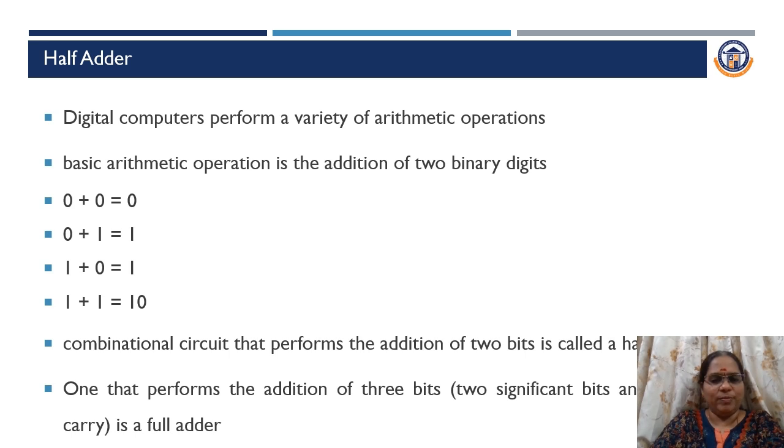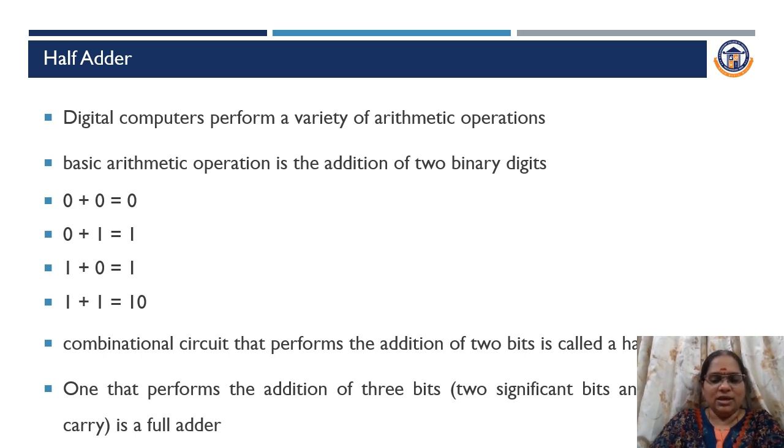Here, the digital computers that we use in our day-to-day life are mainly used for implementing a variety of arithmetic operations. The basic arithmetic operation for any function is the addition of 2 binary digits. For example, 0 plus 0, the answer should be 0. 0 plus 1, it should be 1. 1 plus 0, it should be 1. 1 plus 1, the answer should be 1, 0. All these are binary values.